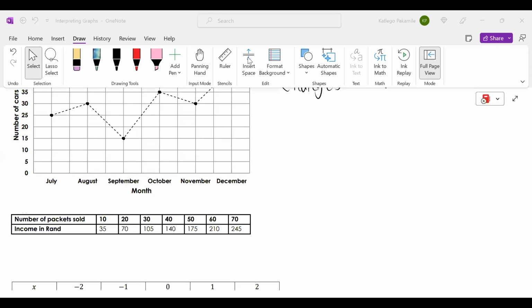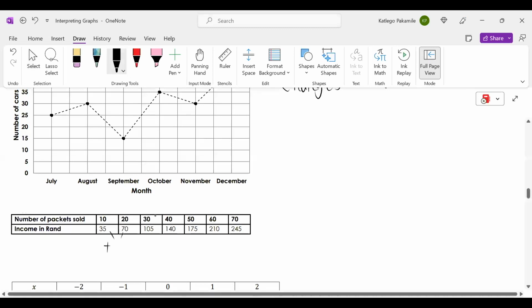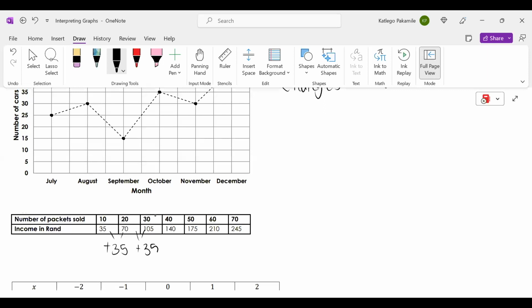Let's check what Tammy says. Linear because it has a constant difference of plus 35, guys. From 20 packets sold, we added 35. 70 to 105, we added 35. So that means we have a constant difference. So we don't need a graph to know whether it's linear or not. Since we have a constant difference, which means we're adding the same thing every time, this would be a linear graph. Well, function.